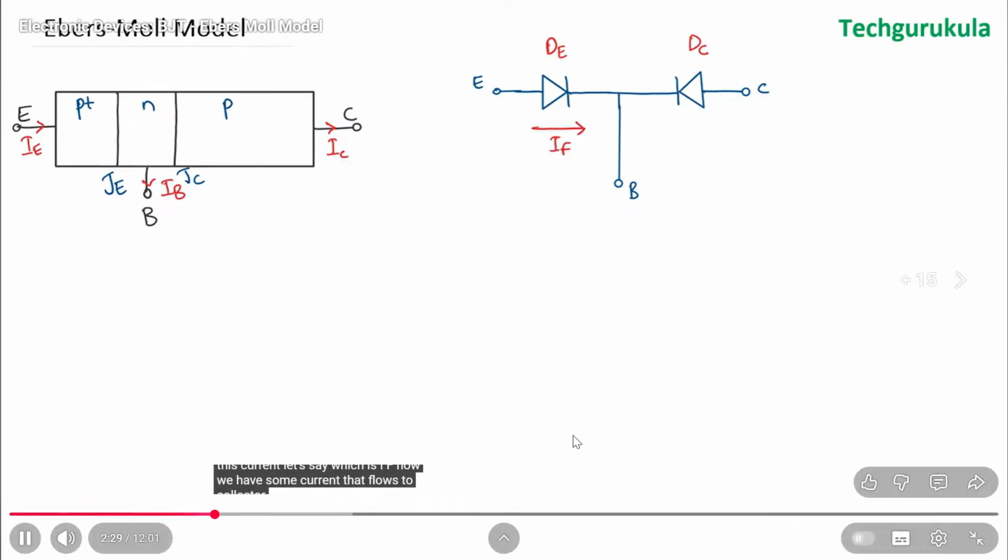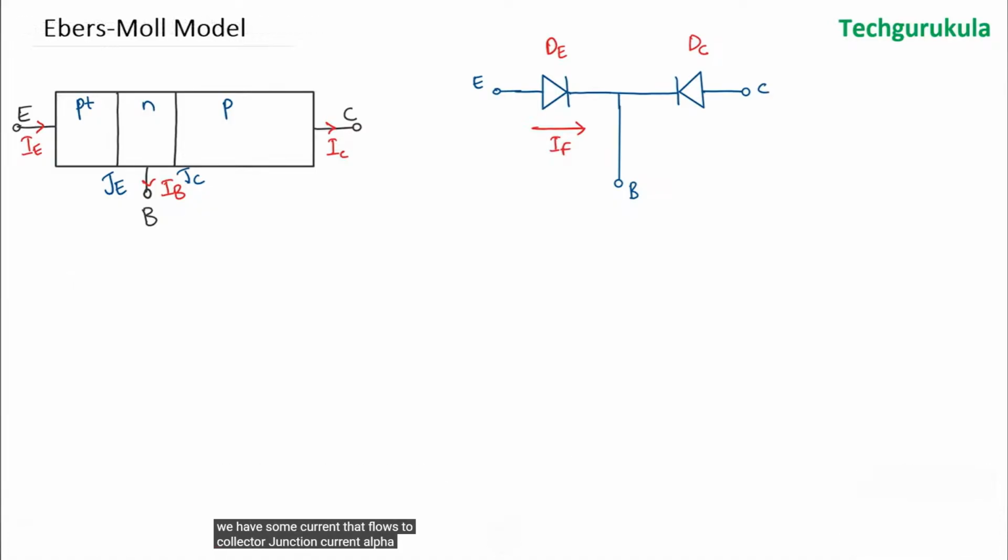Let's represent that current through the emitter junction as IF. Now we have some current that flows to the collector junction, called alpha F times IF. So let's represent that as a current dependent current source here. That is alpha F times IF.